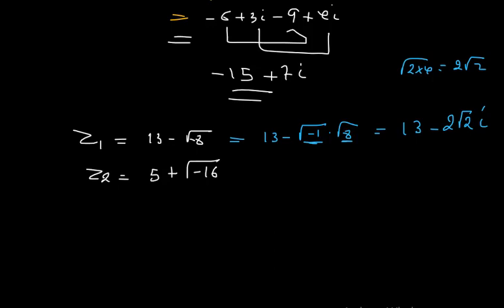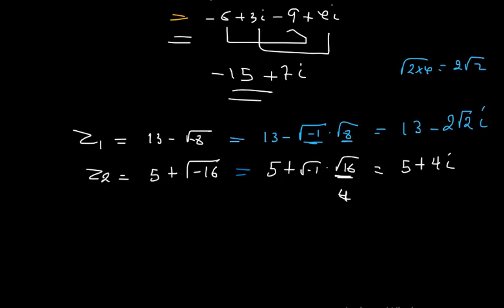Okay, let's do the second one as well. The same is true here. 5 plus the square root of negative 16 is the same as negative 1 times the square root of 16, and the square root of 16, as you know, is just 4. So this is the same as 5 plus 4i.